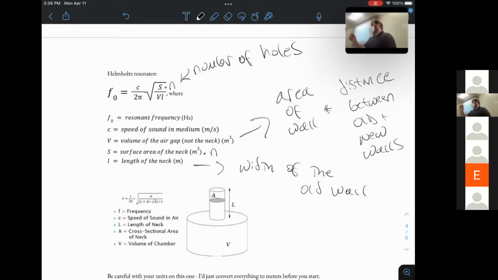Imagine looking at that hole straight on. The surface area is that circle, just two dimensions. It's just pi r squared, where r is half of that diameter you're given. Does that feel okay? Cool.